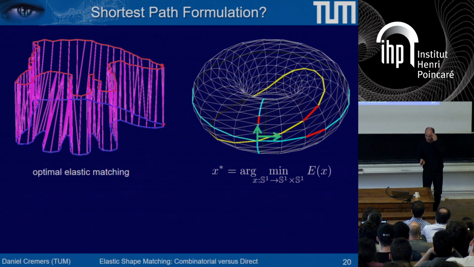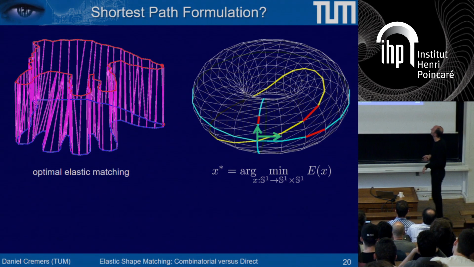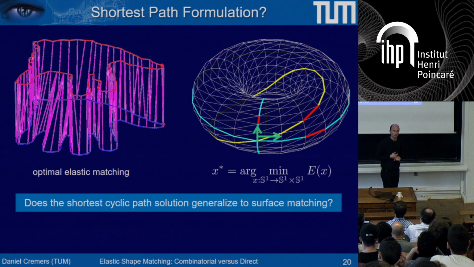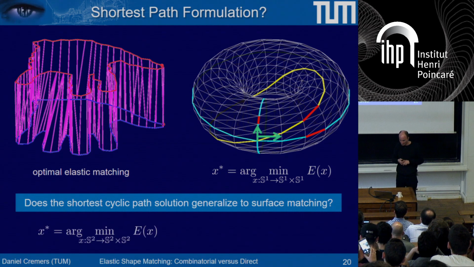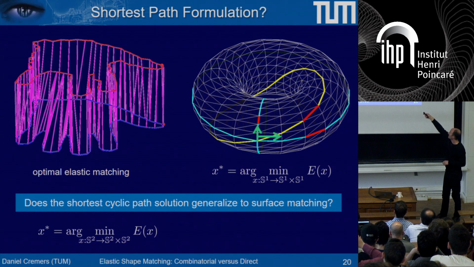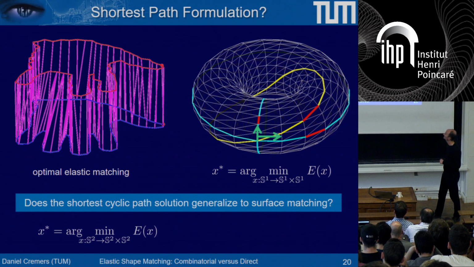So the idea, inspired by this planar matching, is: does the shortest path solution generalize to surface matching? Simple question, and the answer is no. Because here we reparameterize the circle, so we find a mapping from the circle to the corresponding points on the two shapes, S1 cross S1. This is exactly the shortest path on the torus, right here.